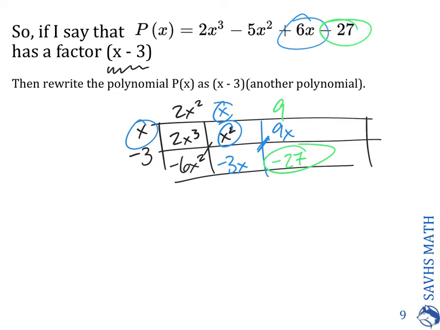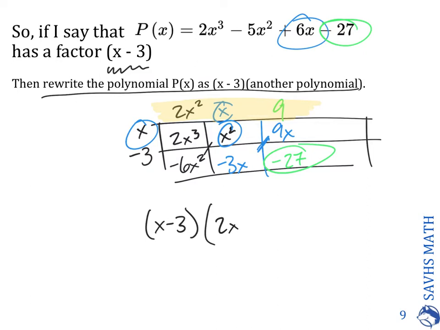Let's rewrite what we get then. The question says rewrite the polynomial p of x as x minus 3 times another polynomial. So here it is, x minus 3 times my other polynomial, which is what I got at the end when I was doing my division. That's the quotient when I do my division. So that's going to be 2x squared plus x plus 9. So I can rewrite p of x this way.